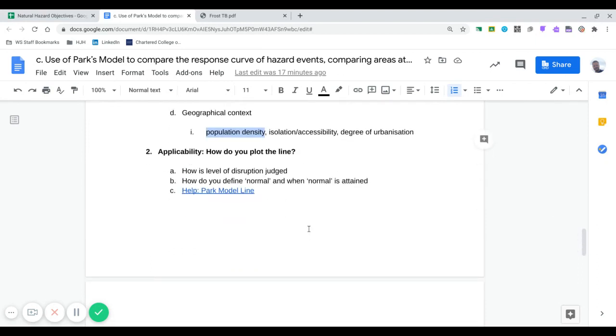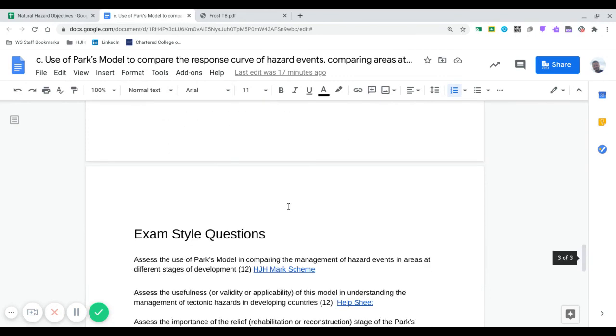Lastly, applicability. How do you actually plot the line? How do you judge level of disruption? How do you define normal and when normal is attained? These are all difficult questions to actually draw that line in a way that is going to be absolutely accurate, because I don't think it's possible. For example, you might have 100 dead and, I don't know, £3 million worth of damage. Which one's caused the most disruption? It'd be very difficult to plot and compare.